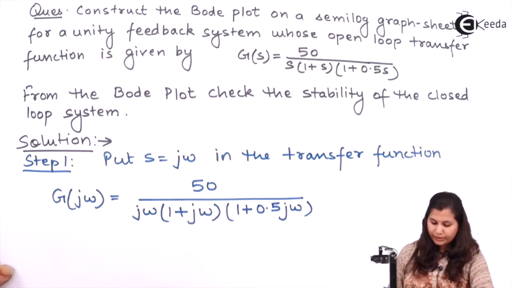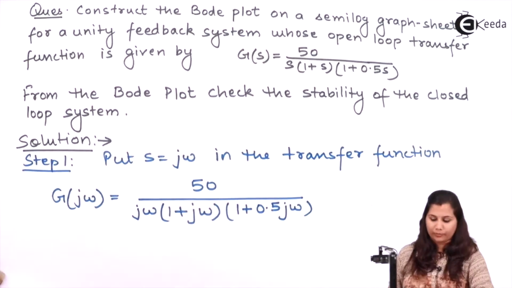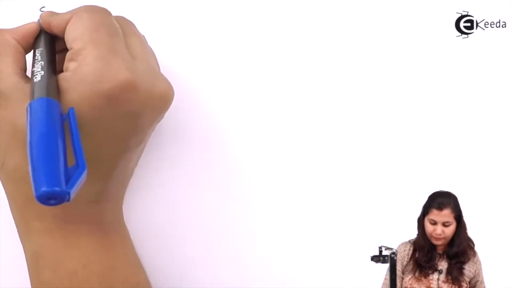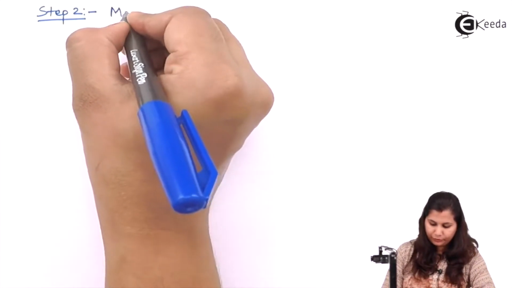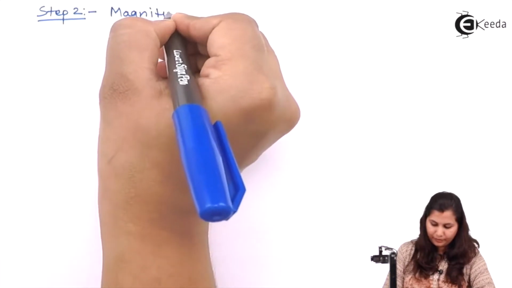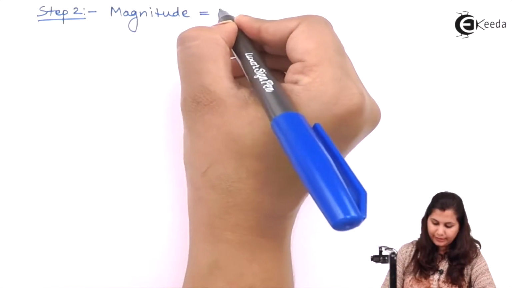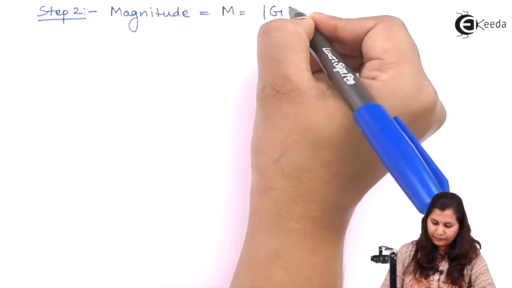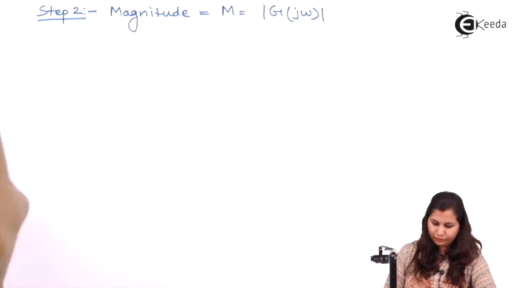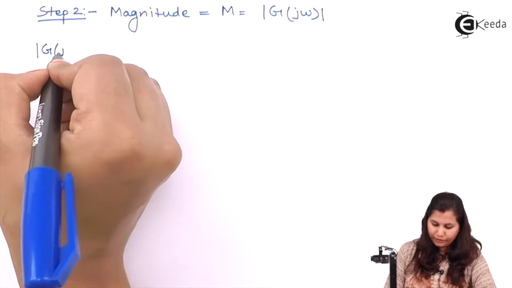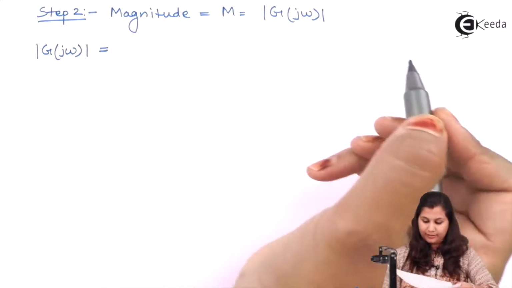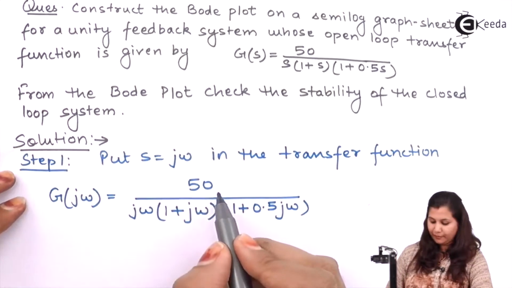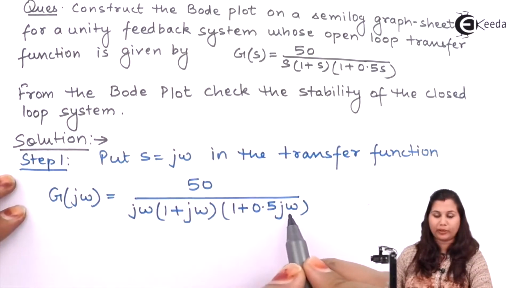Now step number 2 is to calculate the magnitude and phase angle of this G(j omega). So step 2 is to calculate the magnitude. Magnitude is M, the magnitude of G(j omega). So let's find the magnitude of it. If we take this G(j omega), then it is 50 upon j omega (1 plus j omega)(1 plus 0.5 j omega).